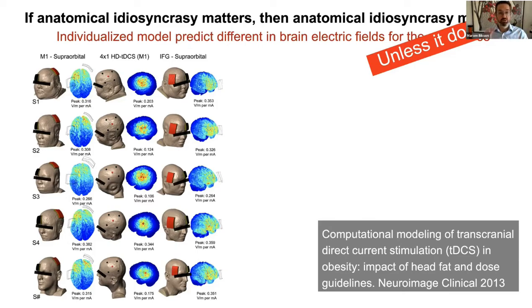And we see the same thing. So different montages matter. They do matter. And different heads respond differently. But generally speaking, there was no simple correlation between BMI and brain electric field, which is really surprising to us because fat is such a resistor. It seemed like other factors like overall head shape seemed to matter most.